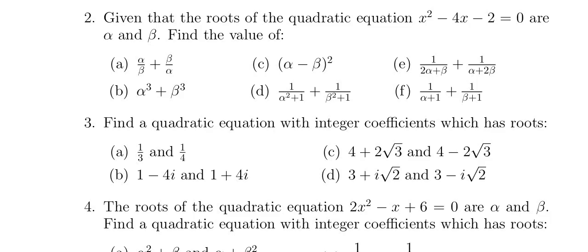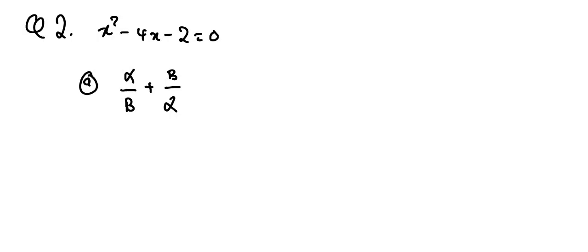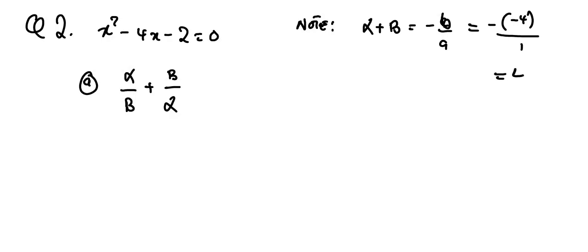So here they're saying a quadratic has been given. This is our quadratic, and they want us to find the value of each of these expressions that have been given here. So we'll go through each and every question, starting with the first one. The question wants us to get alpha over beta plus beta over alpha. You need to write at the beginning that alpha plus beta is negative b over a. Your b is negative 4, your a is 1, so this is just 4.